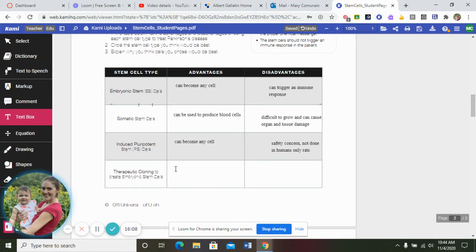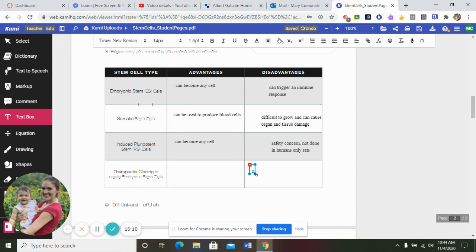The therapeutic cloning. They're time-consuming and expensive. But an advantage would be that they have the potential to become any cell in the body.